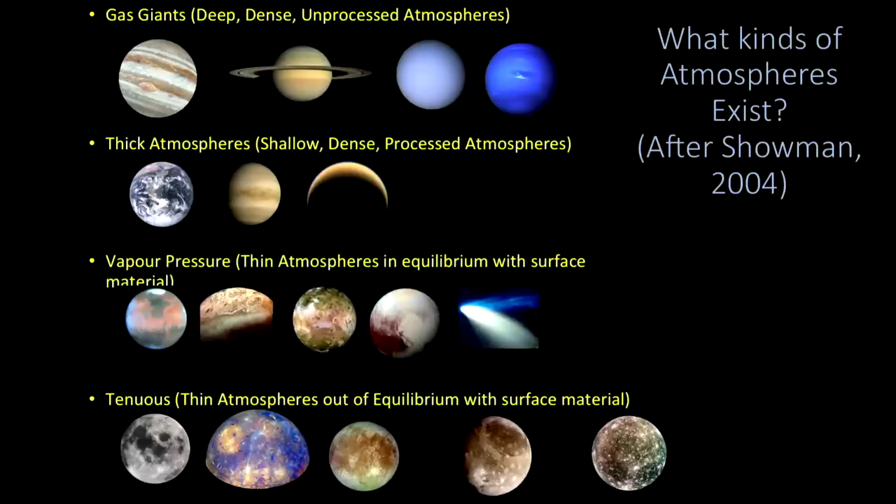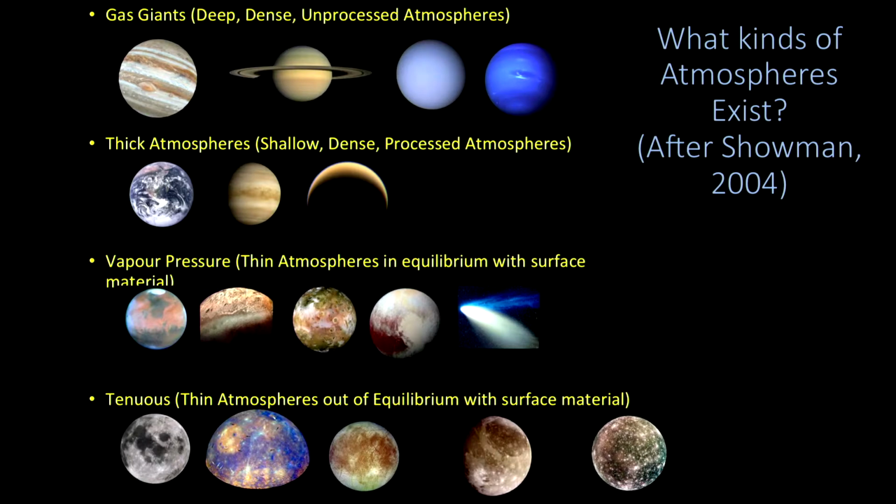So there's a lot of different ways of investigating a planet and its atmosphere depending upon exactly how you look at it. What different kinds of atmospheres are there? Basically 4 different kinds. You've got giant planets. These tend to be these sort of deep, dense, unprocessed atmospheres. They look a lot like the solar nebula from which they formed. Then you have the thick atmospheres. These ones tend to be more shallow, something like the Earth, where you have a few tens of kilometers, maybe 100 kilometers worth of gas. And Venus is like this as well, so is Titan.